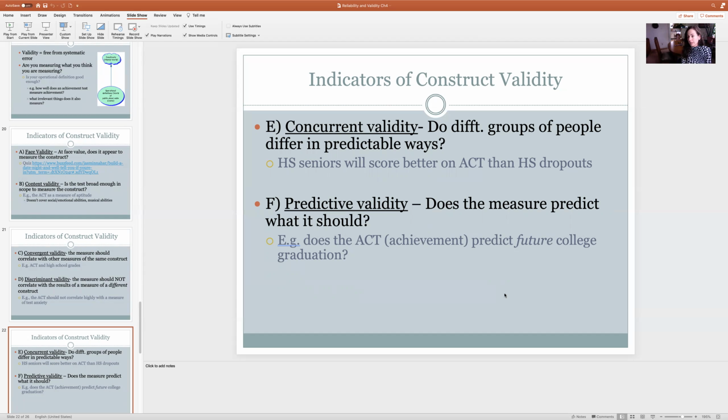And as you can guess, the ACT has had many problems with regard to validity, and many schools are now not using the ACT because it's not a very good predictor, in fact, of high school, or excuse me, college grades and other kinds of predictive validity issues.